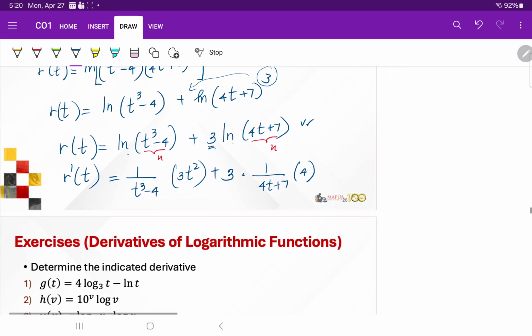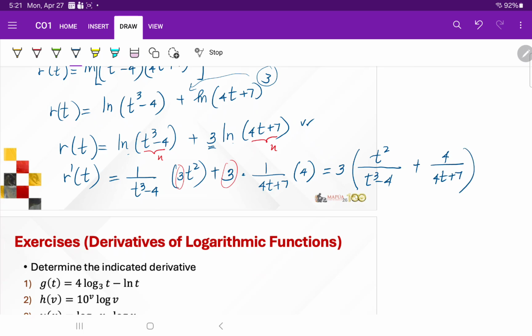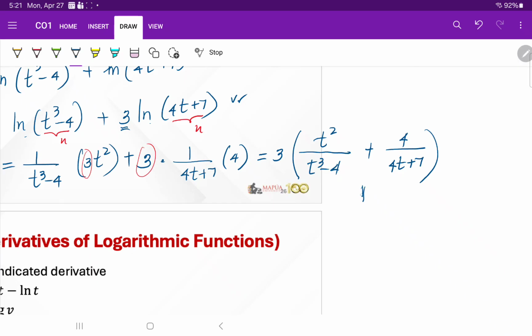Alright? And then to simplify again, check if there is a common factor. So, what's common? Is 3 common? Yes, you have 3 here, and you also have 3 here. So since 3 is common, we factor it out. So what's left inside? You have t squared over t cubed minus 4, then plus 4 over 4t plus 7. Again, you continue simplifying by getting the LCD and group similar terms. So you continue this one.